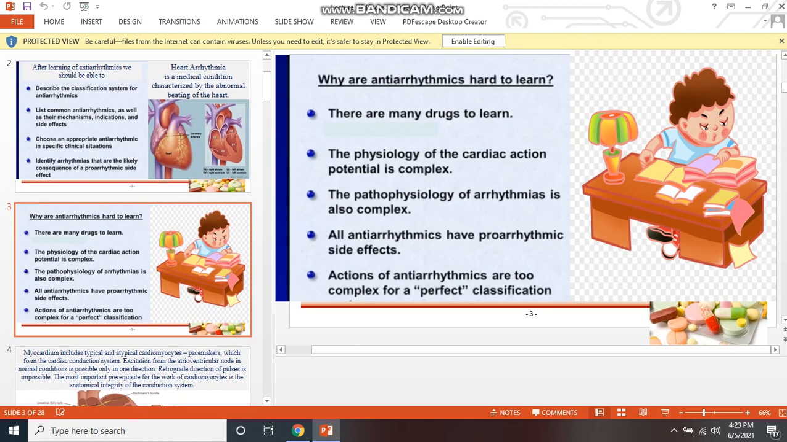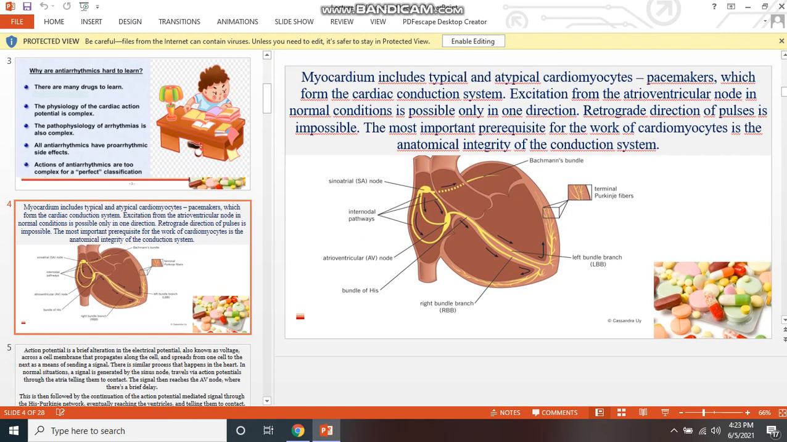Why is it hard to learn? There are many drugs to learn. The physiology of the cardiac action potential is complex. The pathophysiology of the arrhythmias is also complex. All anti-arrhythmics have pro-arrhythmic side effects. The actions of anti-arrhythmics are too complex for perfect classification.